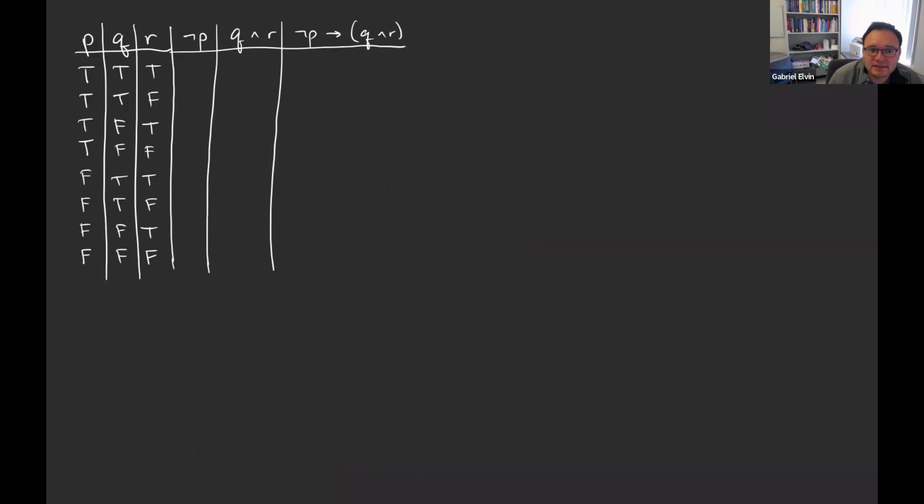So in these 8 scenarios, for not P to be true, that's exactly when P is false. So we just look at the P column and negate it. So it becomes 4 falses followed by 4 trues. And then Q and R. Now we just have to look at these 2 columns and see when they are both true. They're both true only in 2 scenarios, this one and this one. So we have no, no, no, yes.